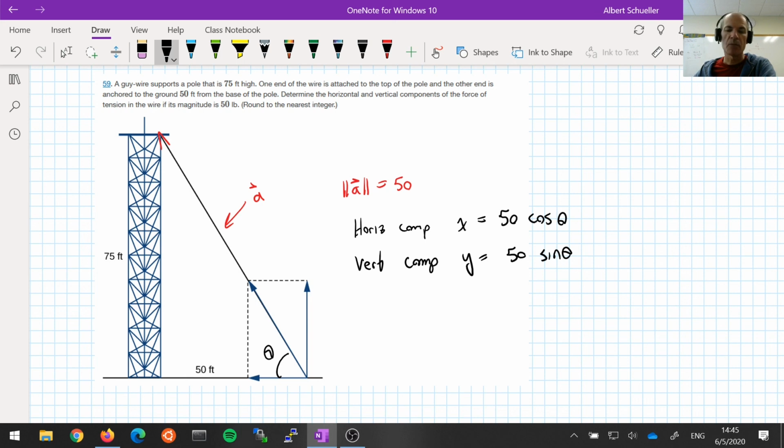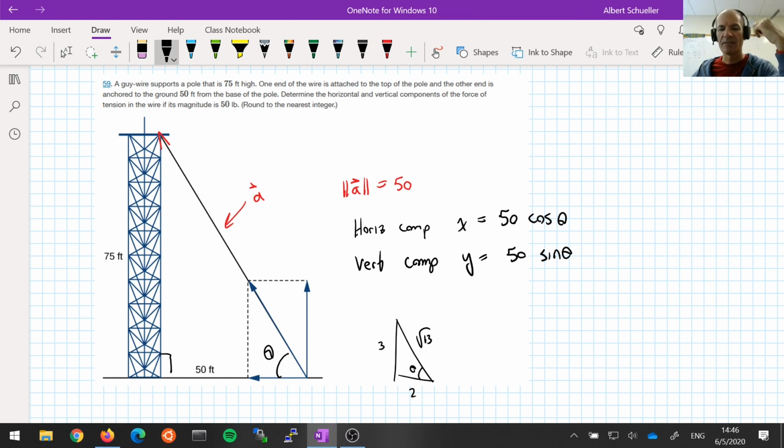What is the cosine of theta? What is the sine of theta? Well, we know that the sides are 75 and 50. We can find the third side, because this is a right triangle, using the Pythagorean theorem. And in fact, I'm not going to bother with this guy. I'm going to work with a simpler triangle where this side is 2 and this side is 3. In that case, the third side is the square root of 13.